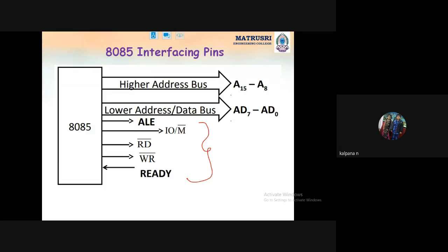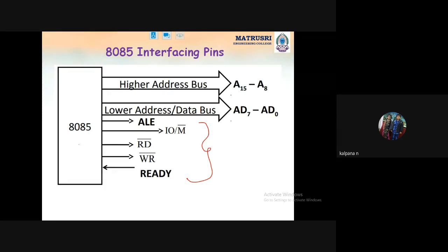IO by M bar. IO by M bar means what? IO stands for input output. M stands for memory. ALE is used to enable the address lines, and ready shows that our processor is ready for operating anything. Okay. These are 1, 2, 3, 4, 5 control signals.